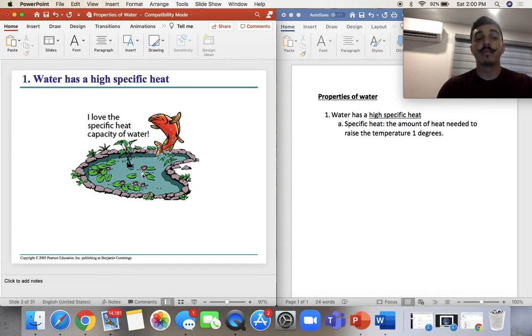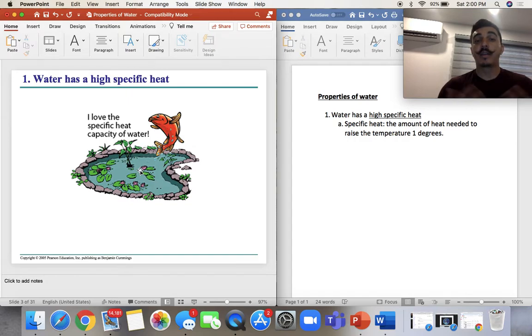Okay, so for example, on a hot day, it takes a whole day of being really, really hot to make the water really, really hot. Any of you ever been to the pool or the beach when it's really hot outside, but the water itself is pretty cold? So it takes a lot of heat to change the temperature of water 1 degree. Okay, and that's really important. That's in our body.